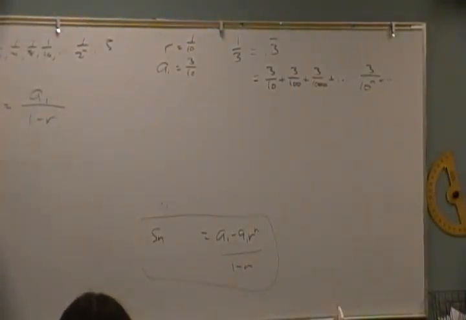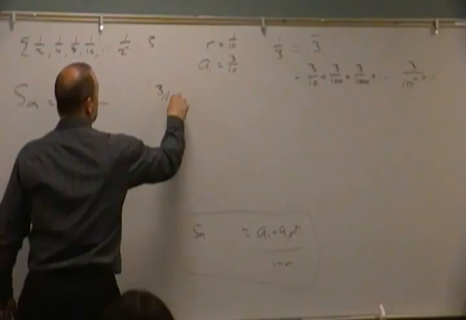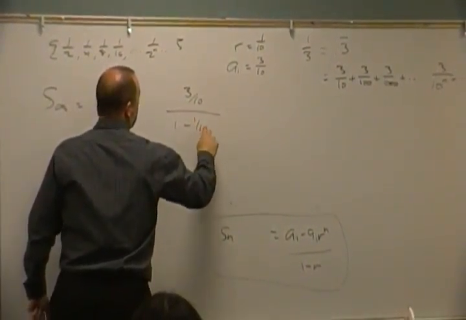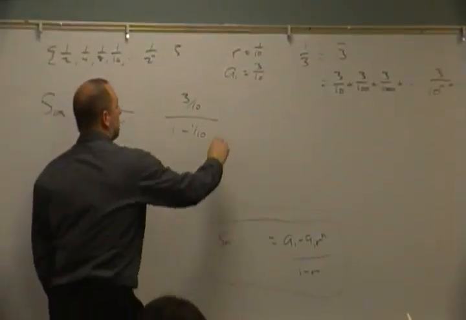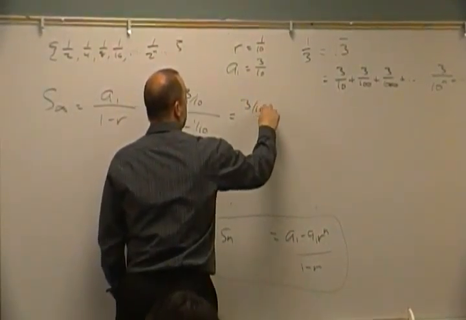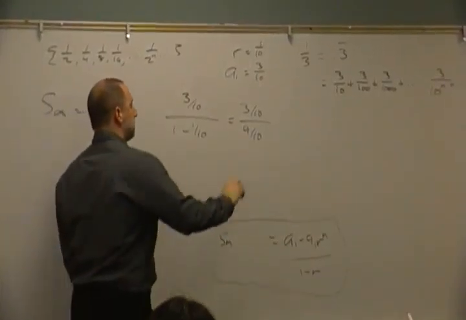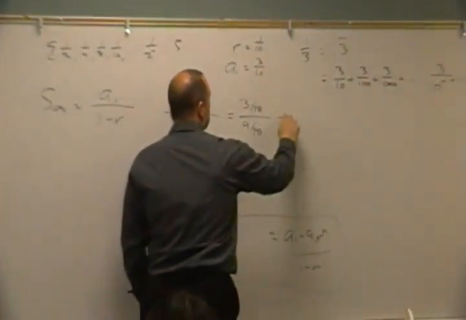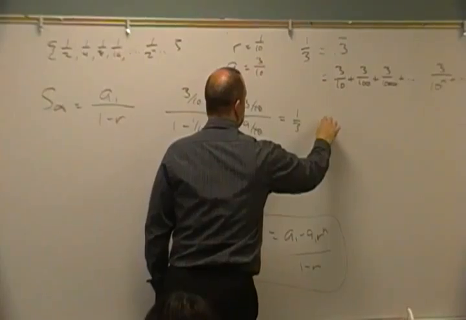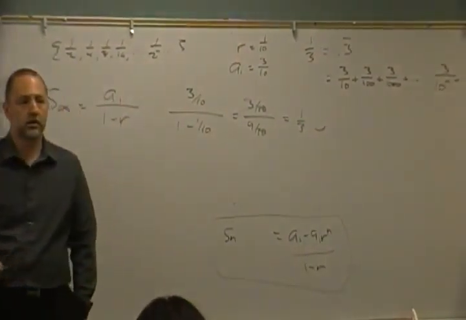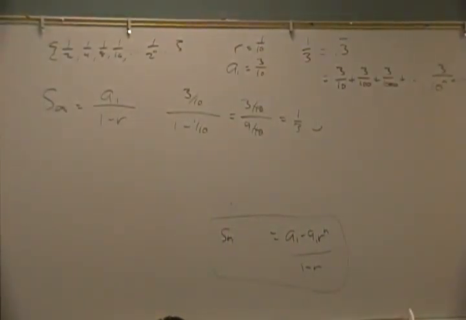Okay, so let's plug it into our formula. 3/10 on top, over 1 minus 1/10. 3/10 over 9/10. The 10s cancel, so we get 3/9, which is 1/3. Cool indeed. Too fast or good? We're good?